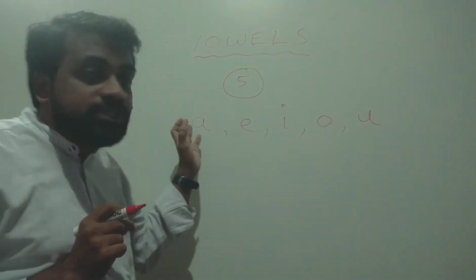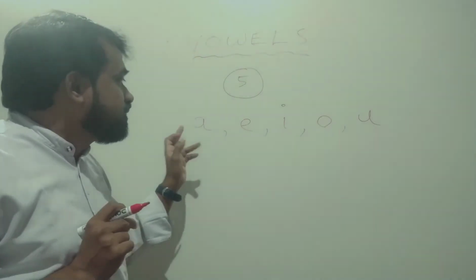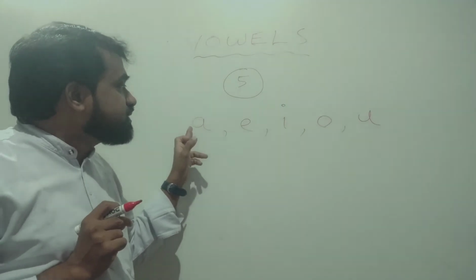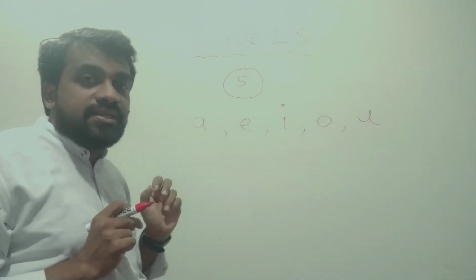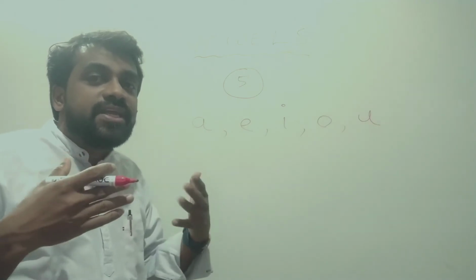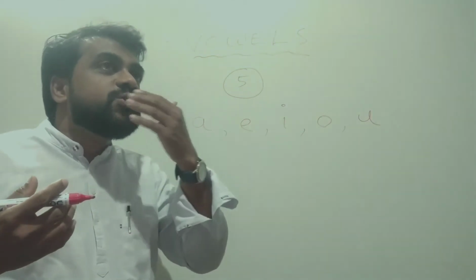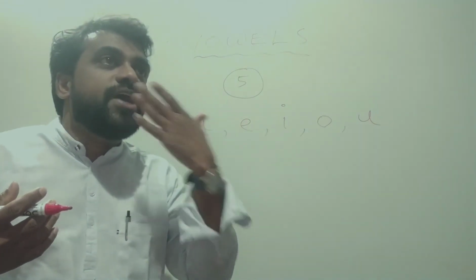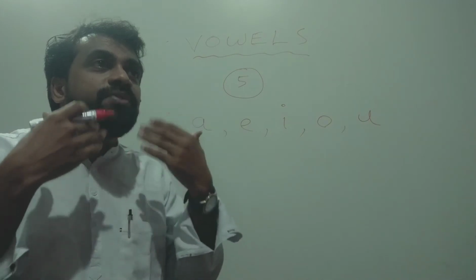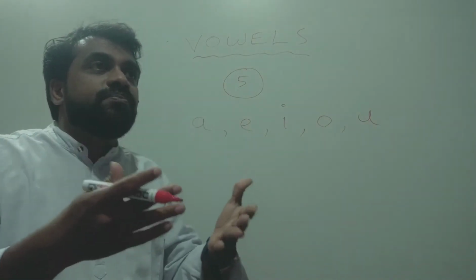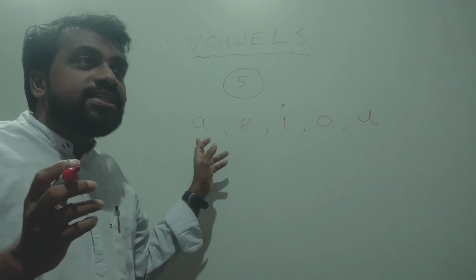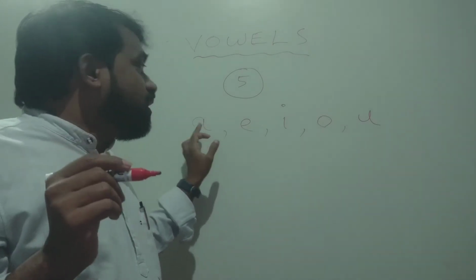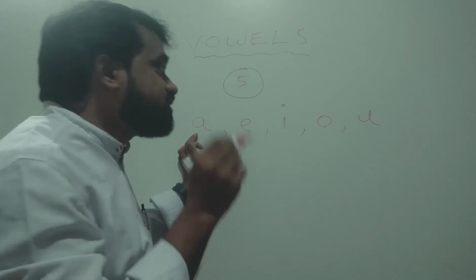And let us pronounce these letters. Pronounce along with me. Which is this letter? This is A. And when we say A, you know that there is no block of air. Air flows smoothly. Air goes out smoothly. So we can say that this is a vowel. Which one? A.